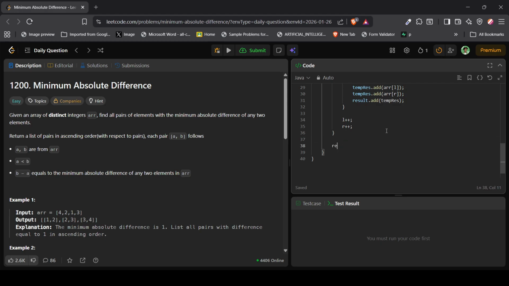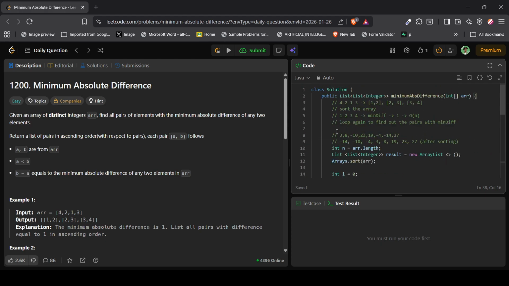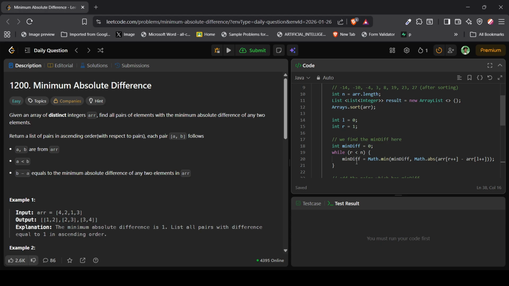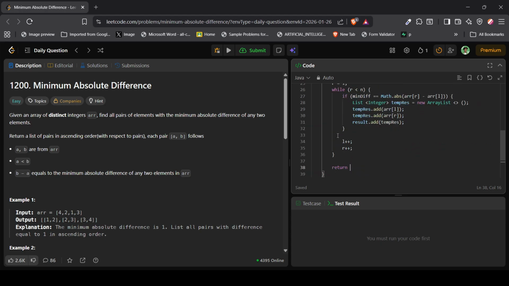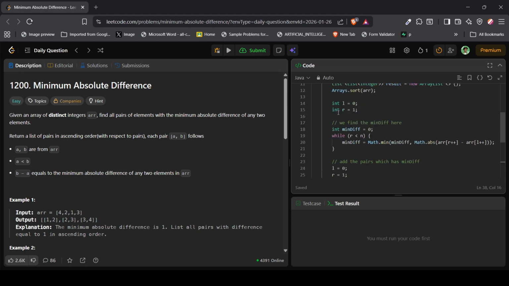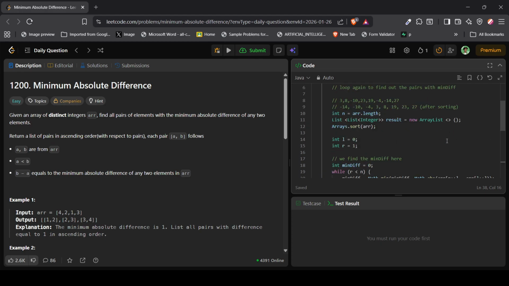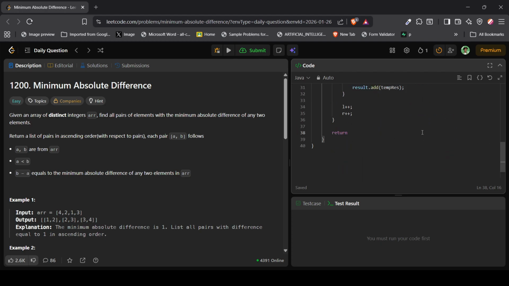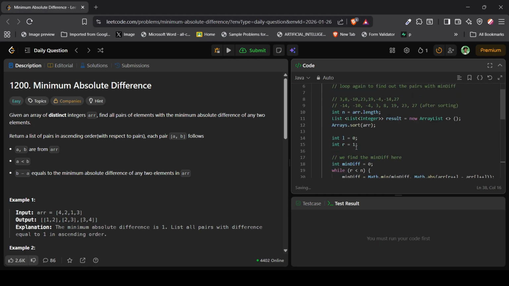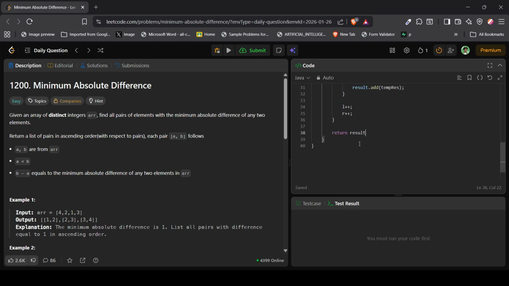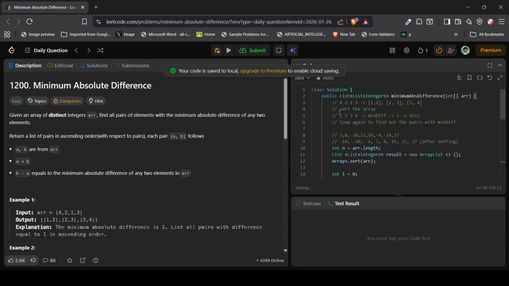The whole thing will take big O of n log n, because at first we are sorting the array, and this is the maximum amount of time that the array will take. Then this is a big O of n solution, and this is also a big O of n solution. So basically it boils down to n log n plus n, that is n log n. So we will just return the result. I think we are right about it. Let's submit it.